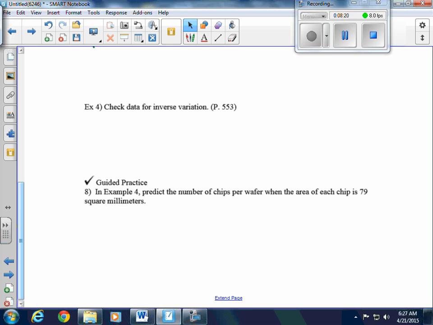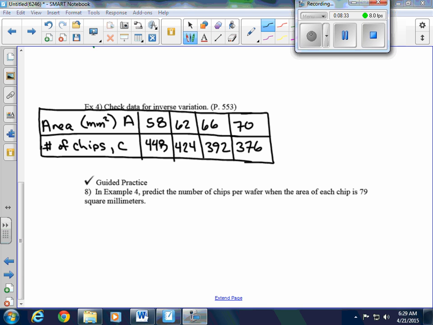So next we're going to jump down to checking data for inverse variations. So that example is on page 533. And in this one, they're going to give us a table. In example 4, they give us a table and they want us to check, is this in fact an inverse variation? So there's the table that they give us, and it says the table compares area in square millimeters of a computer chip with number of chips that can be obtained from a silicon wafer. Write a model that gives C as a function of A. So C as a function of A is going to look like that.